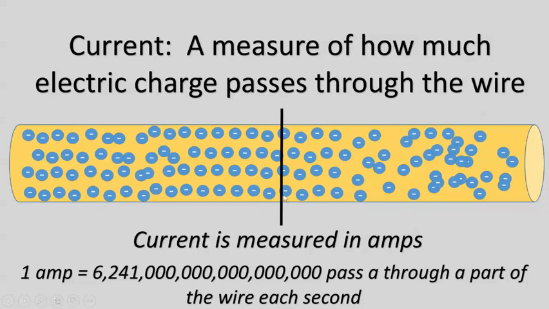So you can imagine you take a little cross section, you put a little line across the wire, and on this line, someone was counting how many electrons went by every second. Okay, that would tell you the current. Current is measured in amps. 1 amp is 6 times 10 to the 18th power electrons going through each second. Okay, so a huge number of electrons pass through in 1 second if you have 1 amp.